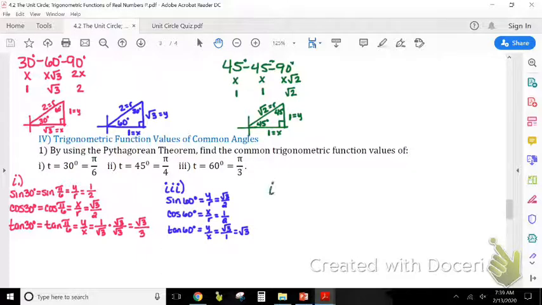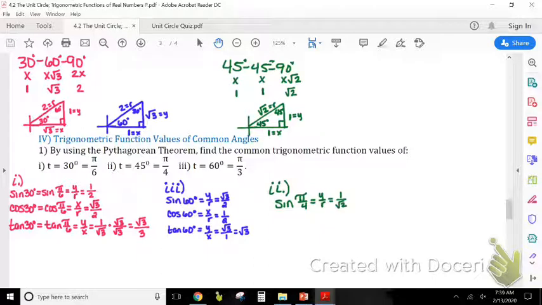All right, so for part 2, it wants us to find the common trig function values of 45 degrees, which is the same as pi over 4. So for sine, I'm going to write this one just as pi over 4. Why? Because I can. It's the same exact thing as if we wrote sine of 45 degrees, right? So sine is what in terms of x, y, and r? What is y over what is r?